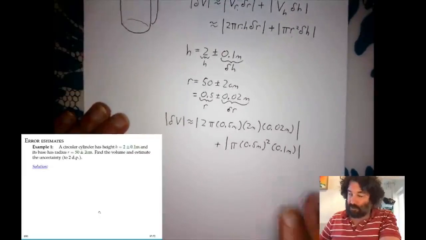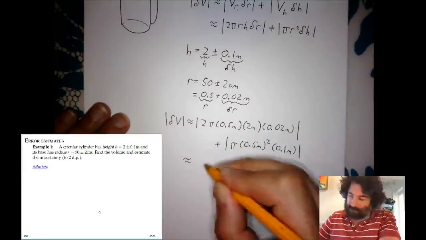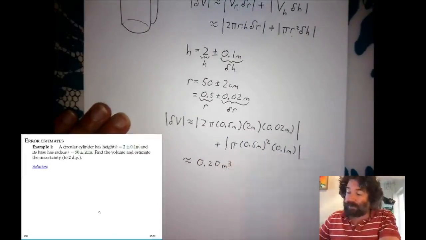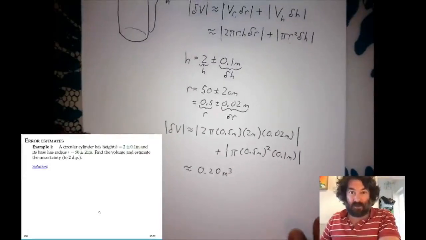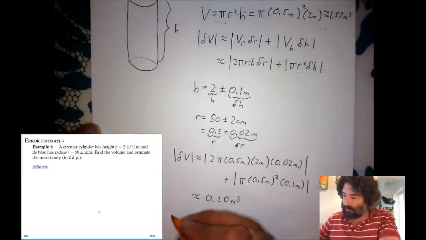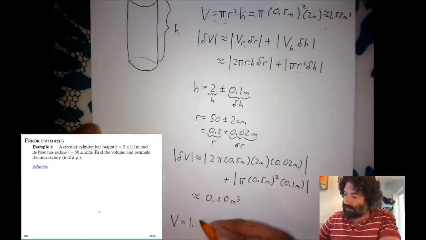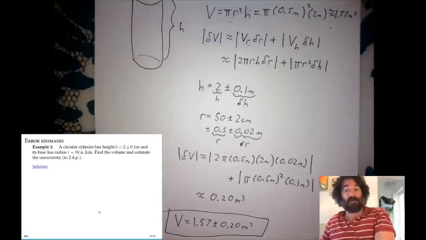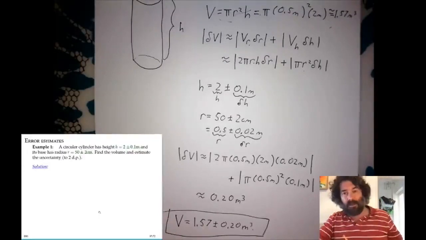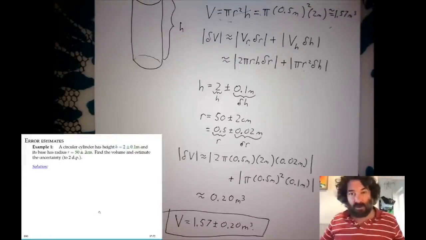Okay, so then put this in the calculator as well. 0.20, to two decimal places, cubic meters. Okay, so this is the error in the volume. The volume we calculated was 1.57, and so we write that V is 1.57 plus or minus 0.20 cubic meters. So we've estimated the size of the error in this calculated volume based on the measurements. Okay, so this is one example. I'm going to do one more similar example.